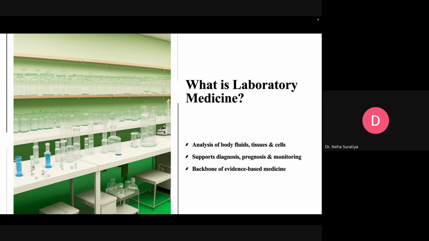A patient may have fever, but the lab tests help us identify whether it is bacterial fever, viral fever, or only an inflammatory condition, right? So in short, I can say lab medicine converts your clinical suspicion, your guesses, into clinical evidence. Okay, with that you can go forward.